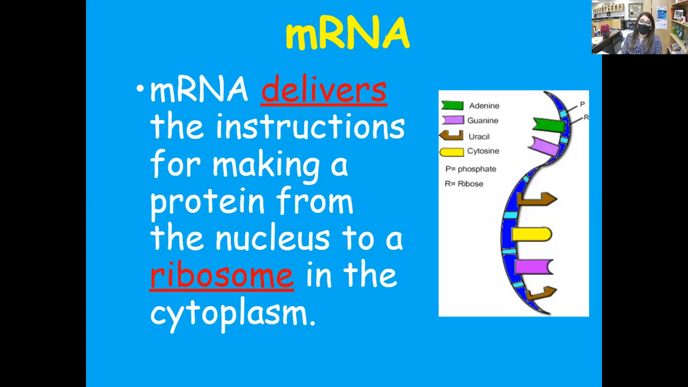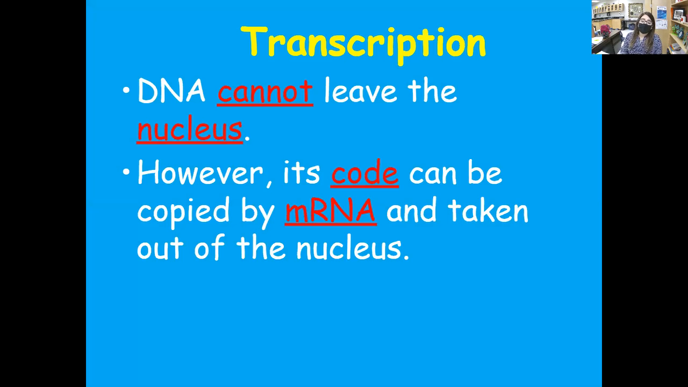Now, mRNA delivers the instructions for making a protein from the nucleus to the ribosome. The ribosome is free-floating out in the cytoplasm. Since, again, this is the 3rd time I've said it, DNA cannot leave the nucleus, so this process is taking place inside of the nucleus. mRNA is going to copy the code from DNA, but it's not going to be an exact copy. It is a transcribed copy because there is a change. We've changed all of our T's to U's. Once it's got the copy of the code, it takes it out of the nucleus, floats through the cytoplasm until it reaches a ribosome.